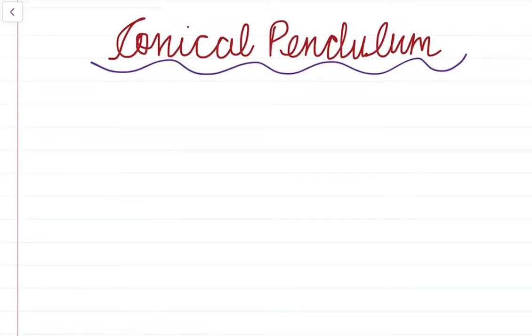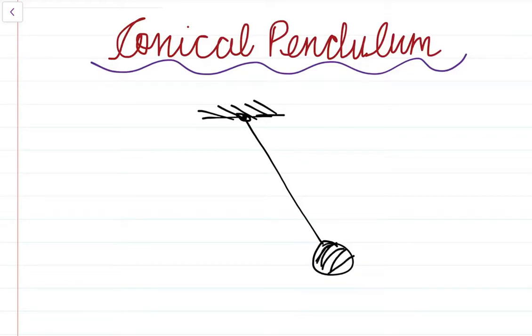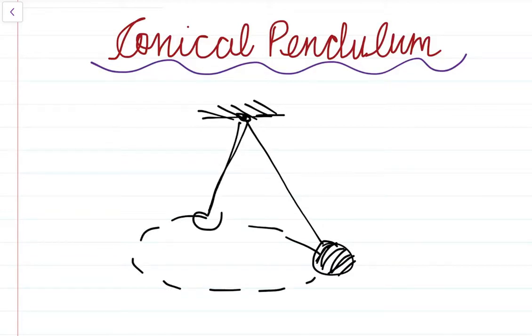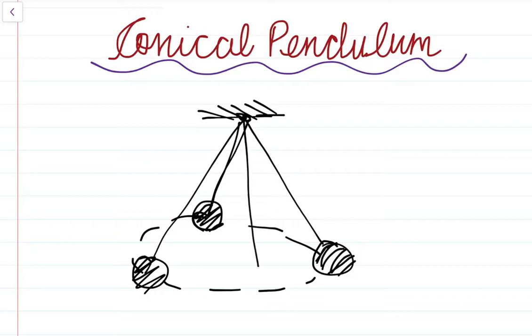It is nothing but when we tie a fixed support like here, and from a string we suspend a weight or a bob, and we whirl it in a horizontal circle like this. So the string moves like this. It is in 3D, imagine it in 3D. Then it moves like this and it moves like this.